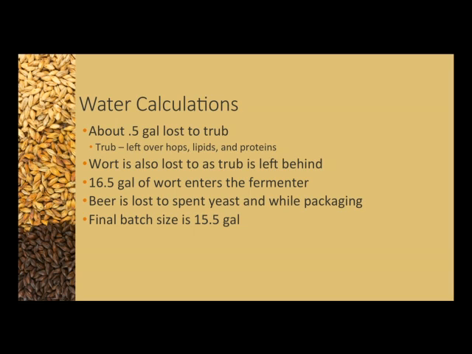Trub is the leftover hops, lipids, and proteins that remain in the bottom of the kettle after the boil. Since we don't want to transfer the trub to the fermenter, some wort is lost as we leave trub behind. With 16.5 gallons of wort now in the fermenter, we have successfully achieved our batch volume. Through fermentation, we can expect to lose some beer to spent yeast, much the same way we did to the trub. We will also lose some beer in the packaging process to hoses and runoff, making our final package volume of 15.5 gallons.